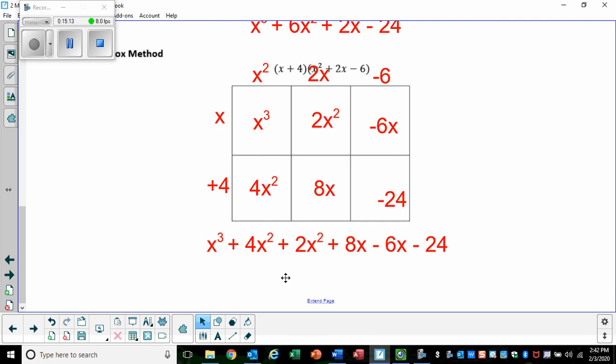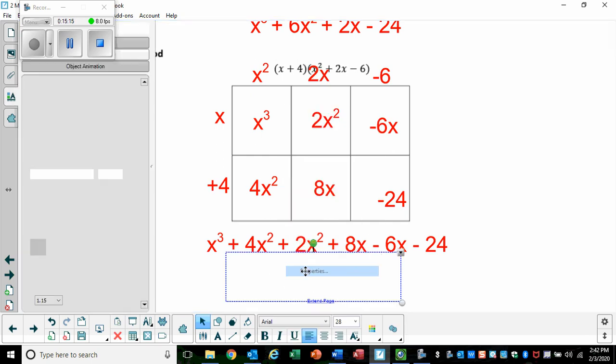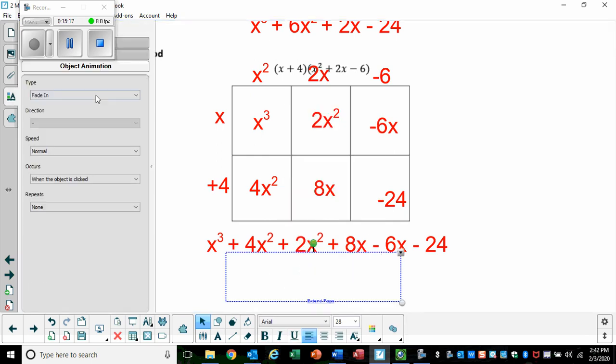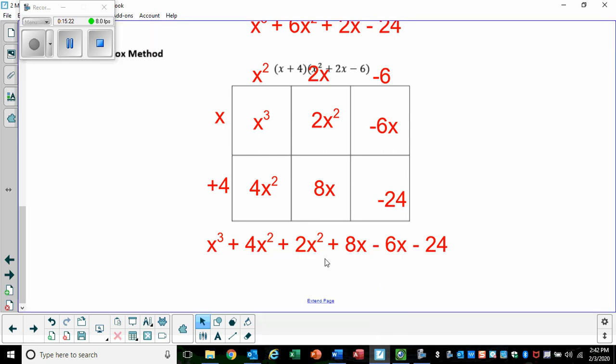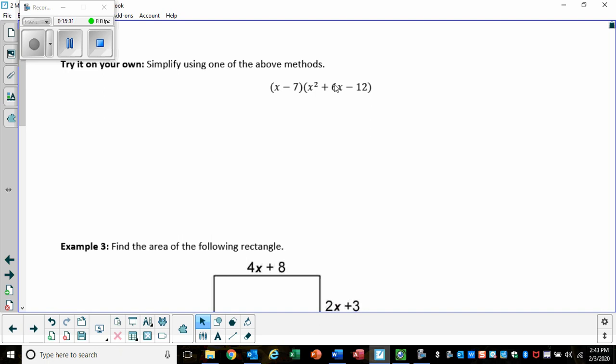If it will show up. But it doesn't like to show up. I don't know why. It just really doesn't like me today. There we go. And show. There we go. Okay? So both methods will give you the same answer. You guys are going to try this one on your own.